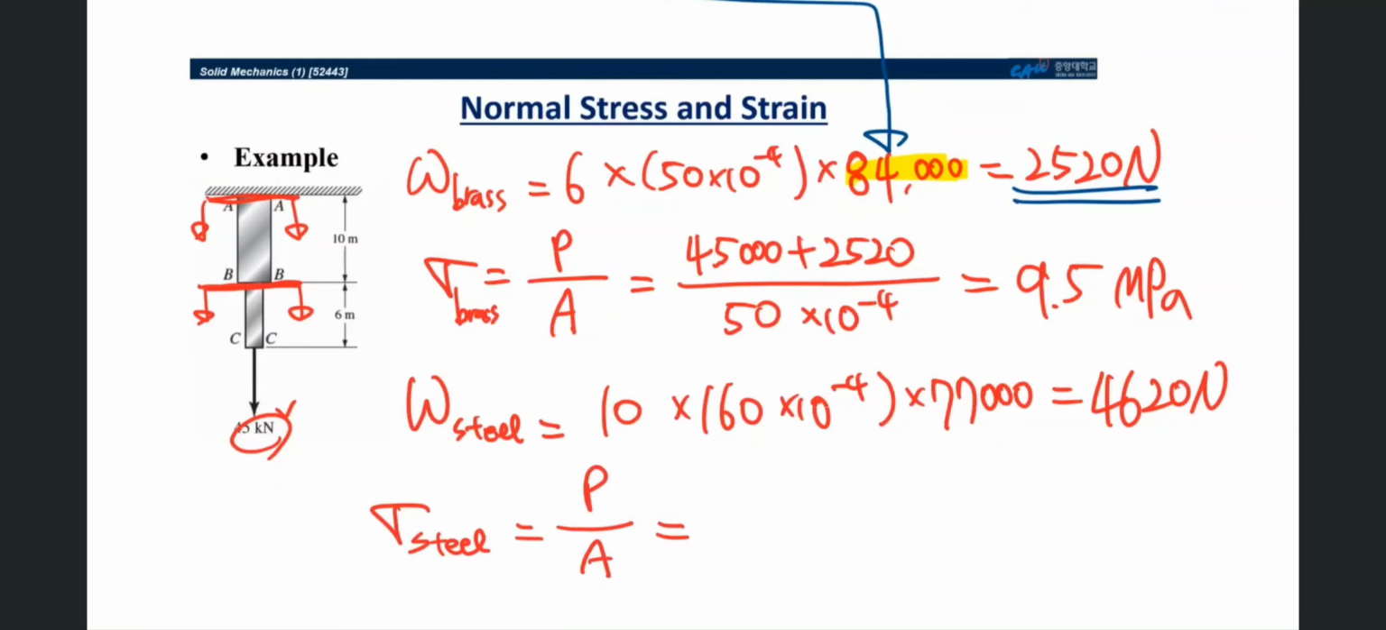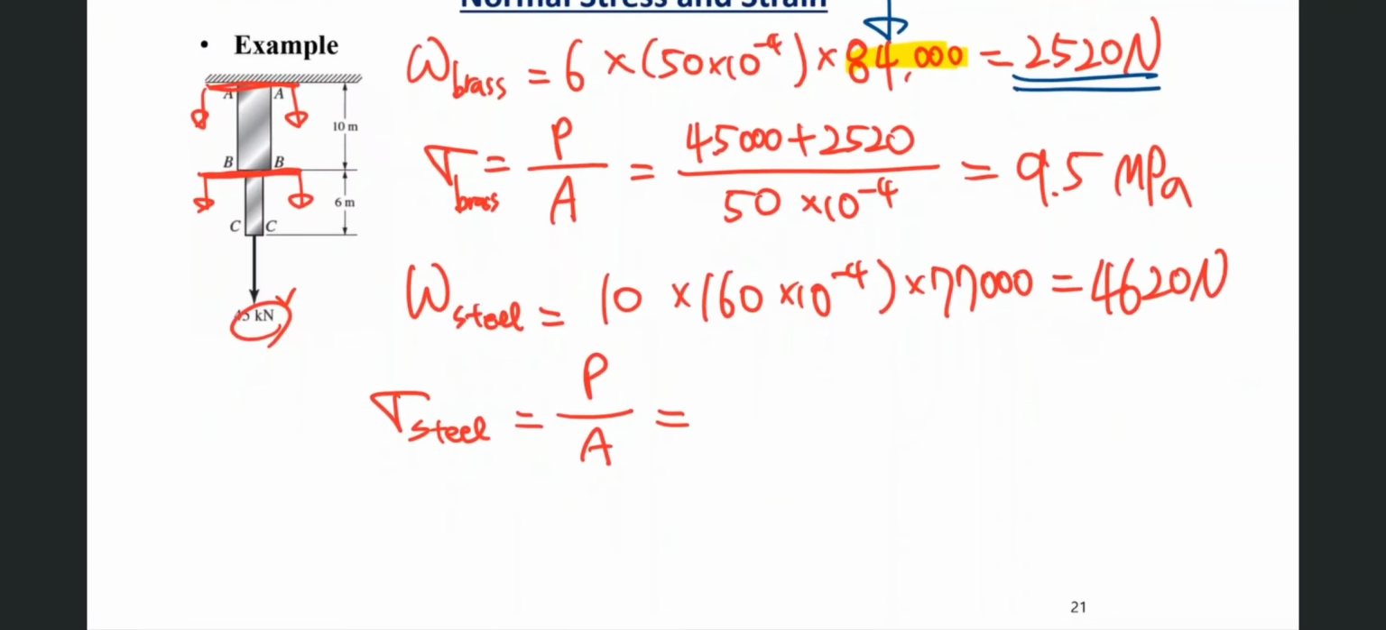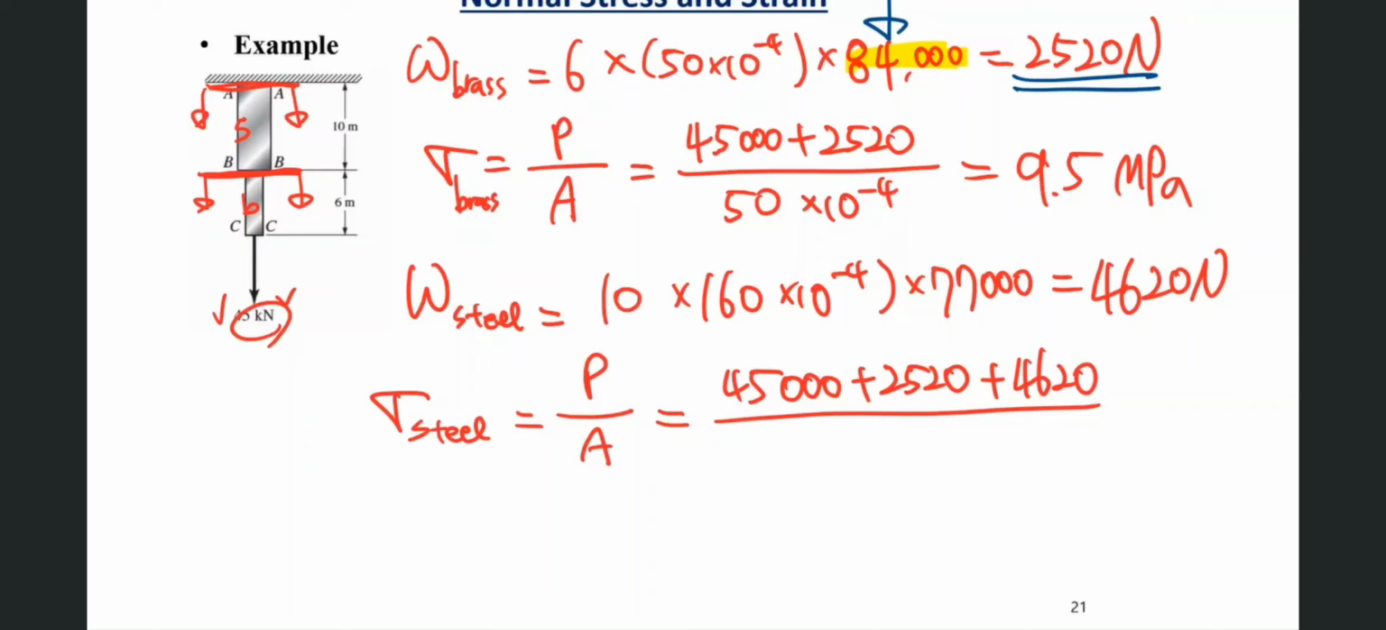So eventually the stress of the steel is calculated the same way, using the equation P over A, but the specific force to identify the normal stress of steel is different in comparison with the stress of the brass. So first, we have to consider this external loading condition plus what else? We have to consider both steel and brass weight, right? So we already know brass weight is 2,520 and we just defined that the steel weight is 4,620 Newton.